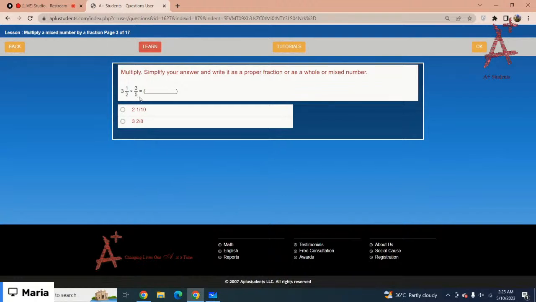Okay, 3 times 2 is 6 and 1 is 7 over 2. 7 times 3 is 21 and 21 over 10. So it would be 10 times 2 is 20, so it would be 2 whole 1 over 10. The correct option is 2 whole 1 over 10. It would be option number 1, 2 whole 1 over 10.